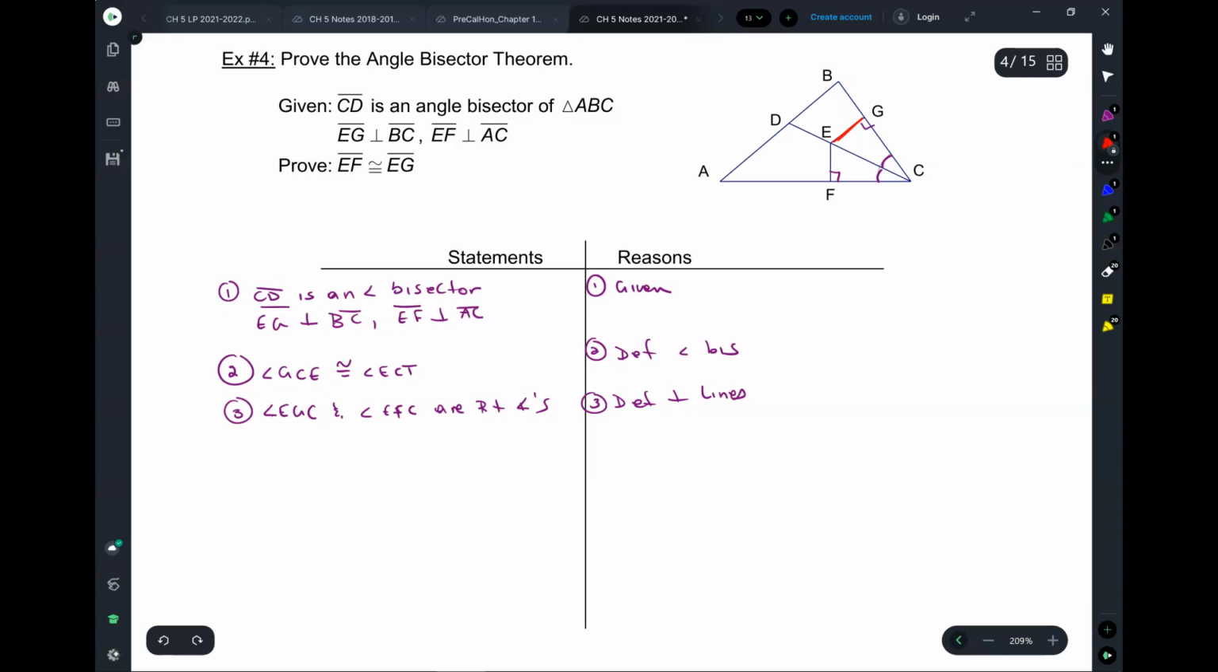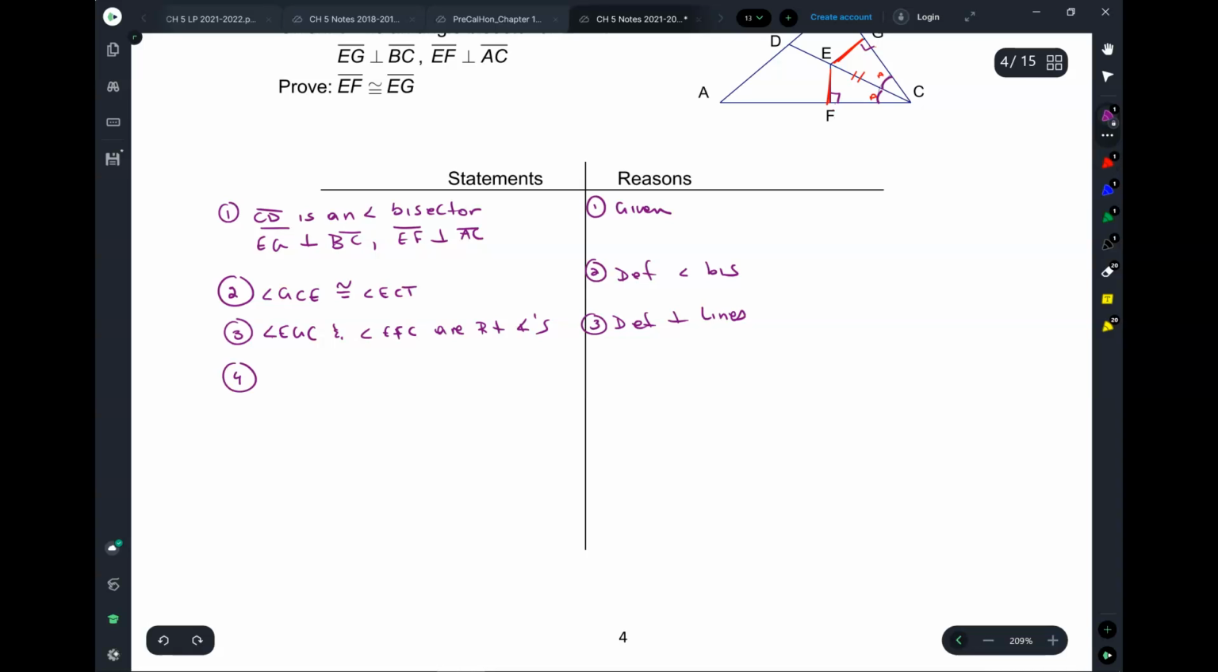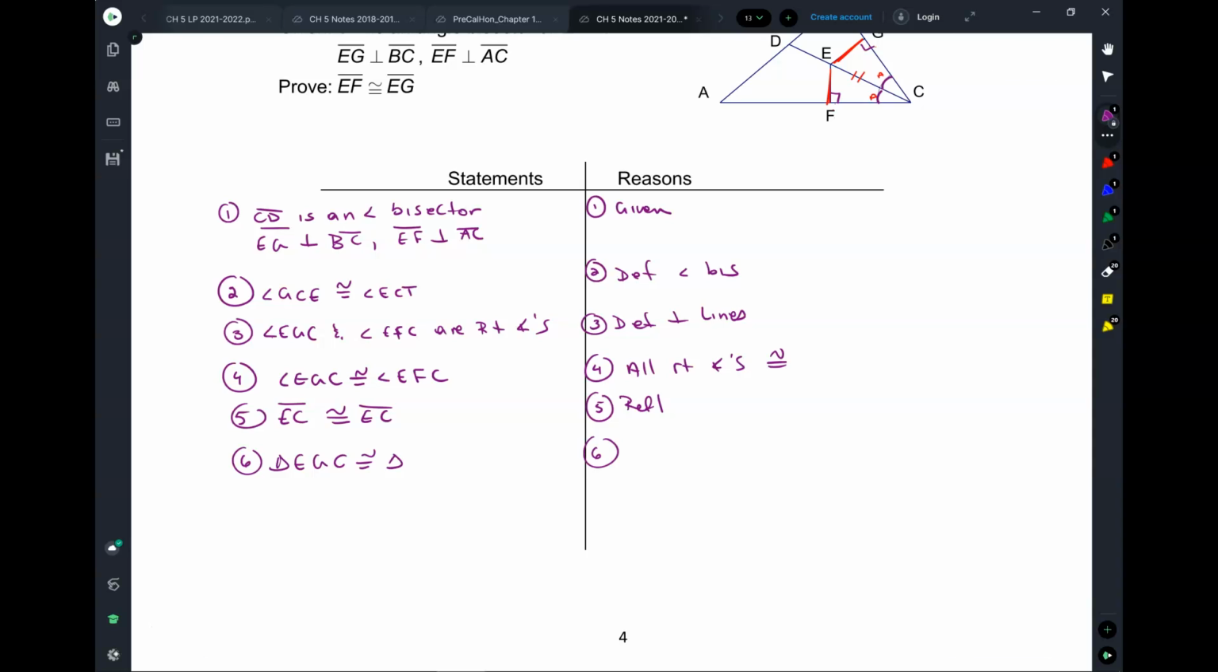All right, I need to prove this and this are congruent. And so you see how I have like 2 mini triangles here, right? Same thing, I want to see if those triangles can be congruent to each other. Well, so far I have an angle, right? EC is congruent to EC, precisely. And also, if these two are right angles, then they're congruent to each other, aren't they? So, next one here, I'm going to say angle EGC is congruent to angle EFC. All right angles congruent. EC congruent to EC, reflexive. So finally, those two triangles are congruent. Triangle EGC congruent to triangle EFC.